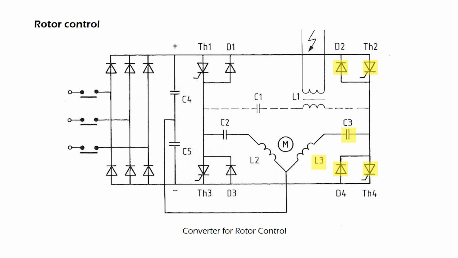A second half bridge is formed by C3 and L3 with the thyristors TH2 and TH4 and the diodes D2 and D4. The half bridge is fed with part voltages via capacitors C4 and C5. C4 feeds the power when TH1 and TH2 fire. C5 feeds the power when TH3 and TH4 fire.